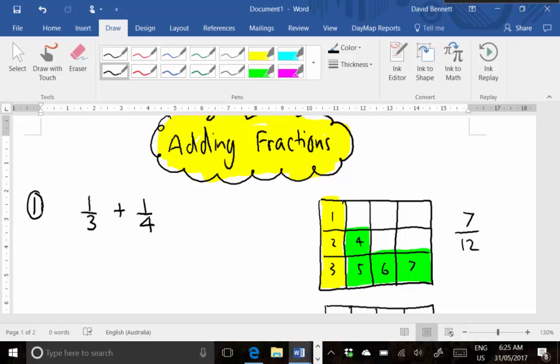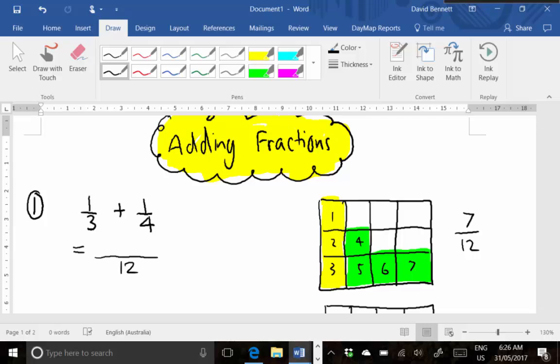Okay, now obviously you don't want to be folding paper every time you do one of these questions. So how do we do that algebraically? All right, how do we do that the more traditional way? Well, what we're thinking here is, what's a number that 3 and 4 go into evenly? Well, the number is 12. All right, so I can write 12 there in the bottom.